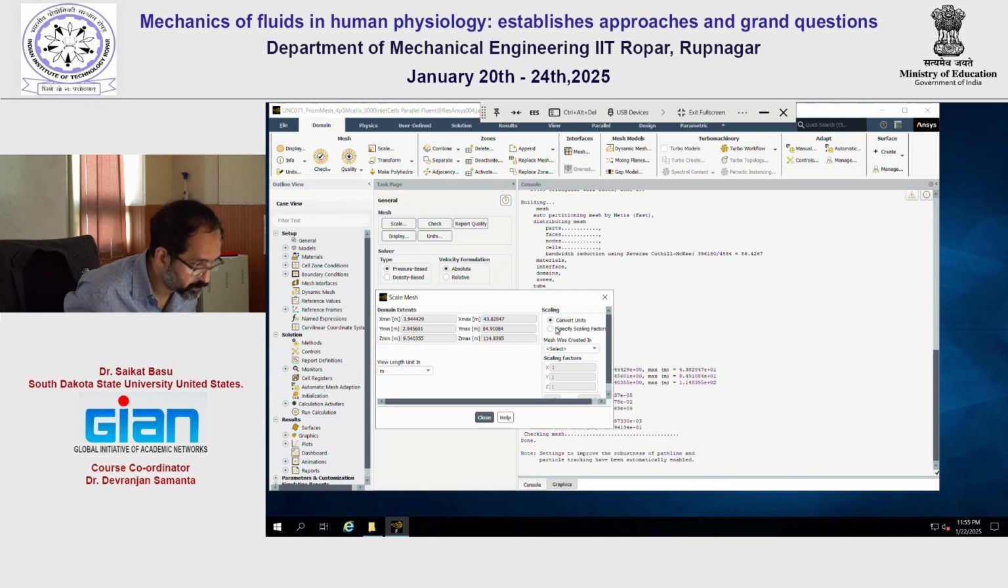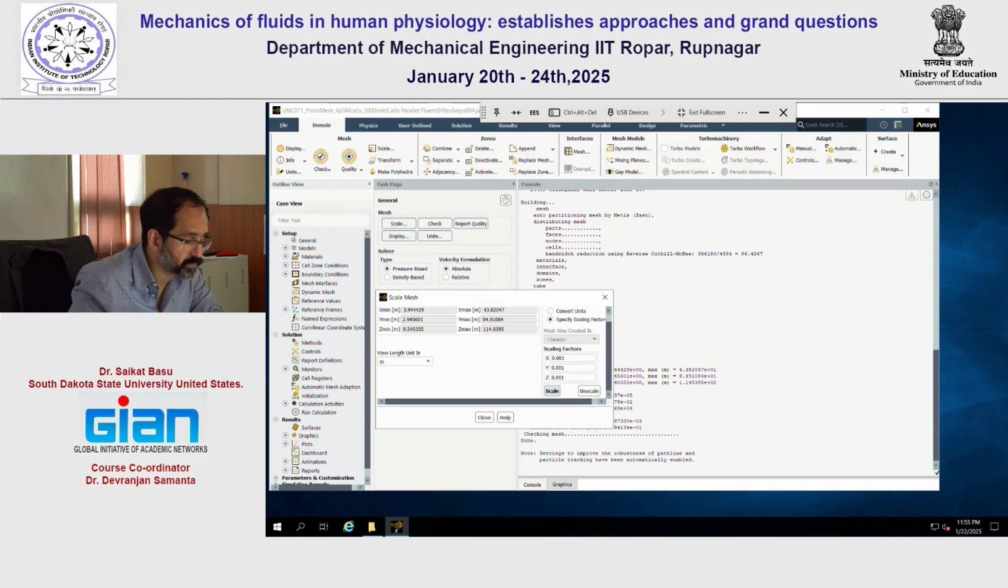So over here, go to Specify Scaling Factors, make it 0.001. We are trying to convert to the millimeter scale, and Scale. So now see what shows up.